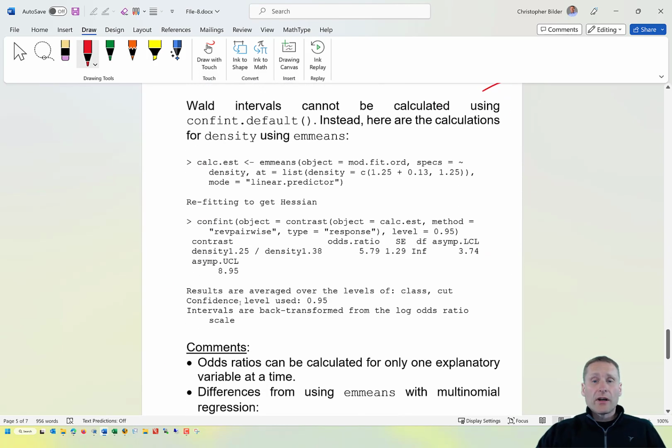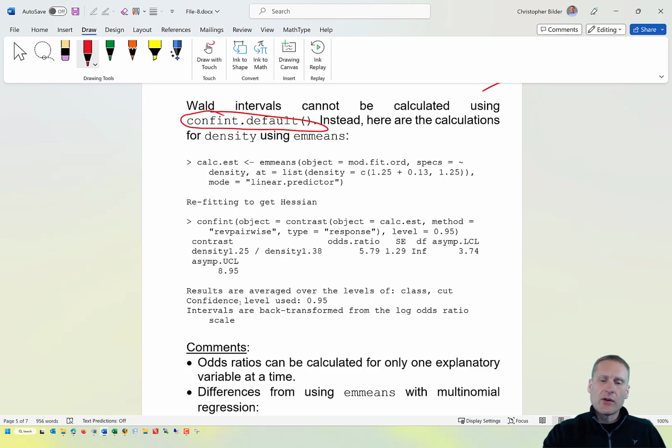Now, in terms of Wald confidence intervals, confint.default actually doesn't work for these kinds of models, but we can use the emmeans function. The emmeans function can be quite useful in situations where you have a more complicated expression for your odds ratio, as we've seen before. And so this is what I would use in this particular setting. Remember, as I said before, the mcprofile package does not work here. So we're left with Wald intervals as being, let's say, a more reasonable way to do these calculations.